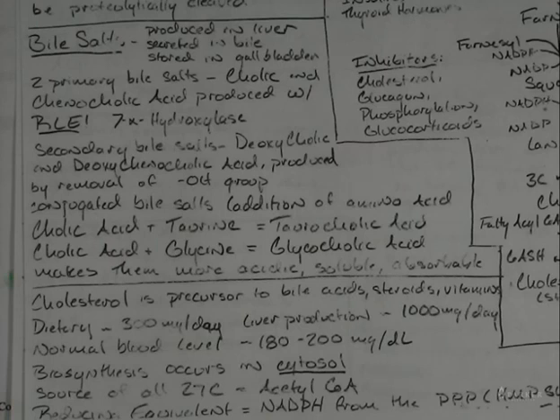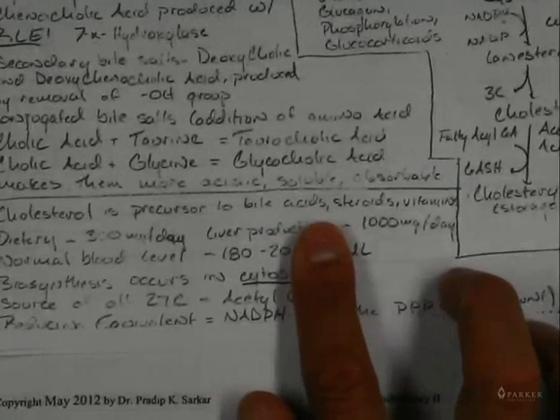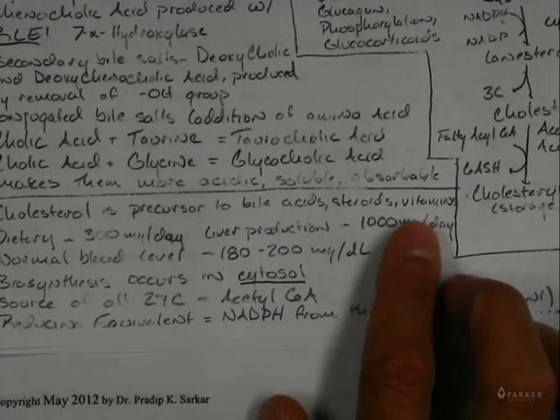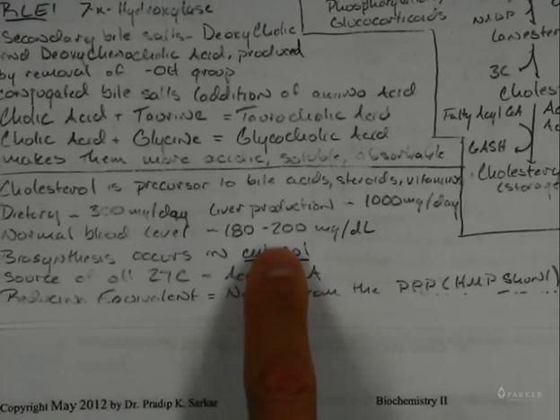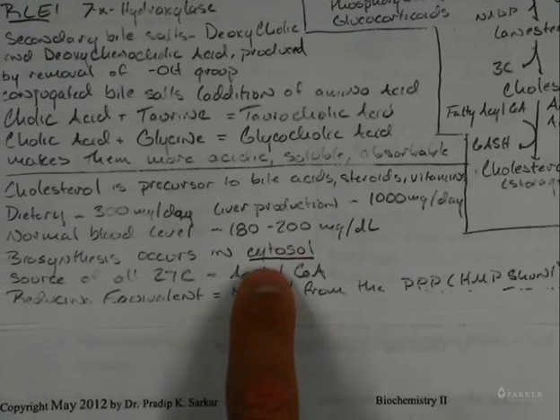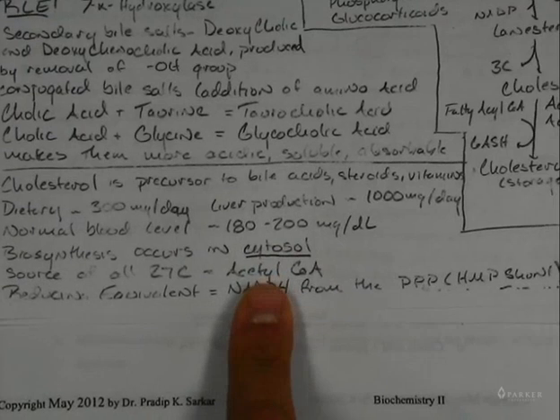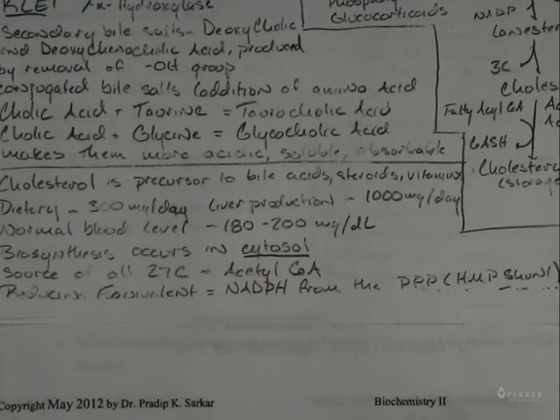In the very bottom, we talked about all this. Cholesterol is a precursor to bile acids, steroids, and fat-soluble vitamins. Dietarily, 300 milligrams. Liver, 1,000 milligrams. Normal blood levels, 180 to 200 per deciliter. Biosynthesis occurs in the cytosol. Everything comes from acetyl-CoA. And the reducing equivalent for all biosynthetic reductive reactions is NADPH, which comes from the PPP, or the malic enzyme reaction.